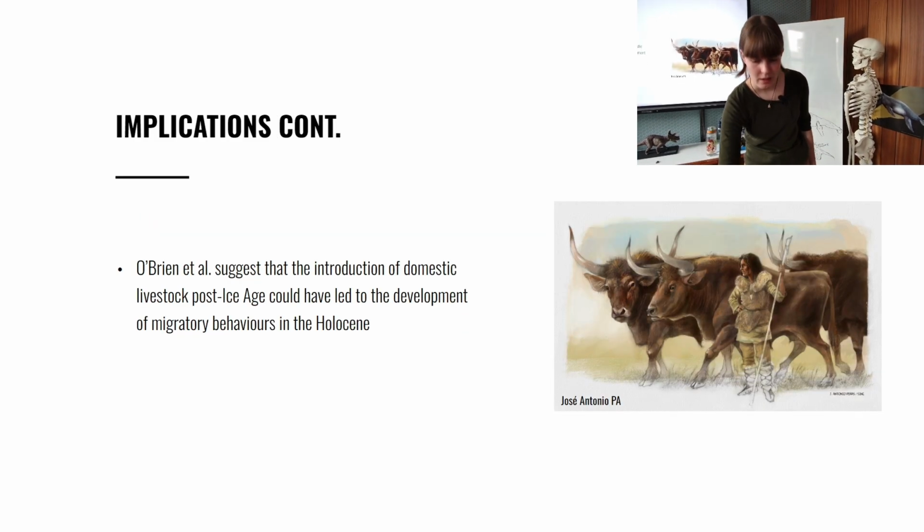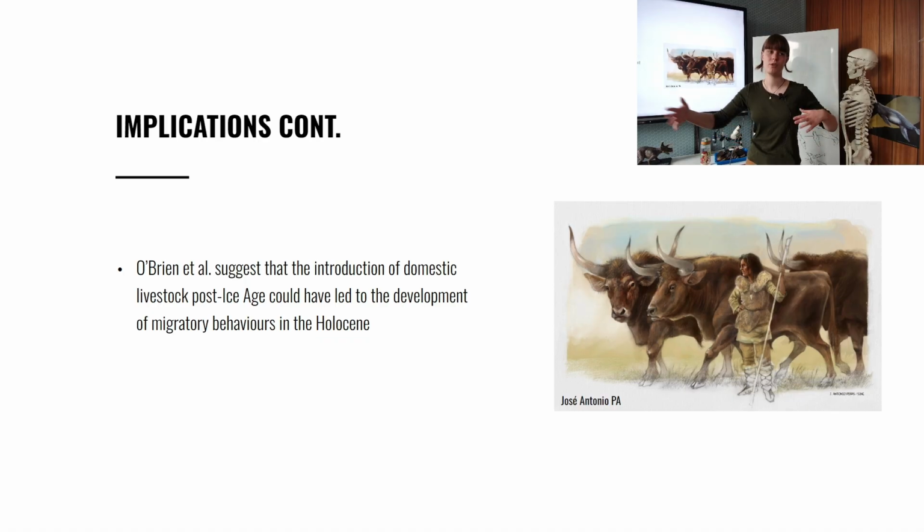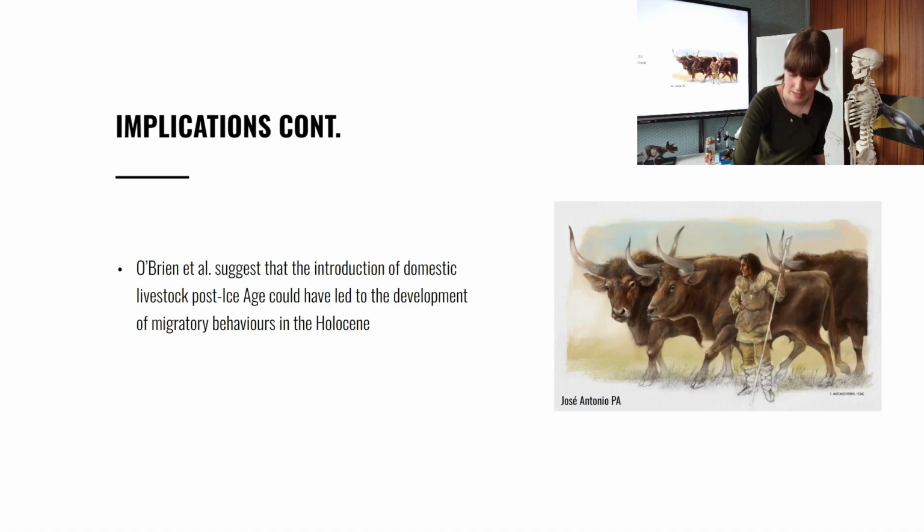And what I found most interesting about this is that they suggested that the introduction of domestic livestock after the Ice Age, so coming into the Holocene, could have pushed the native animals into migration. So when they started herding cattle and farming, a lot of the natural populations could have been forced to move and then started to develop these migratory behaviours that continue on today.